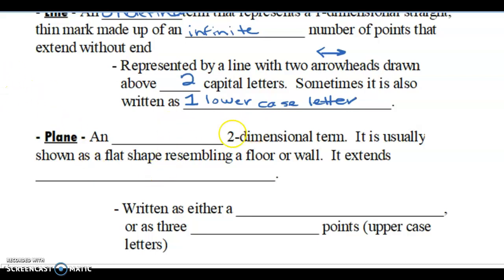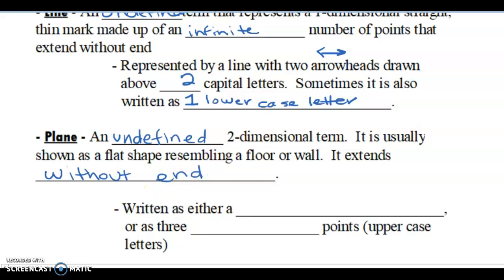All right, so last one on this slide, a plane is the third undefined term. And it is two-dimensional, so up, down, left, right. It's usually shown as a flat shape resembling a floor or wall, and it extends without end. So it goes on forever and ever and ever.